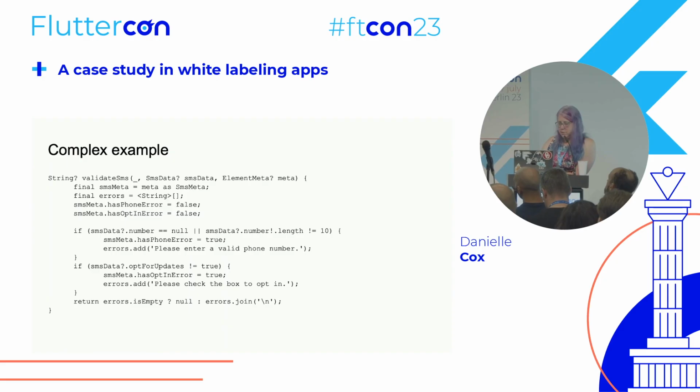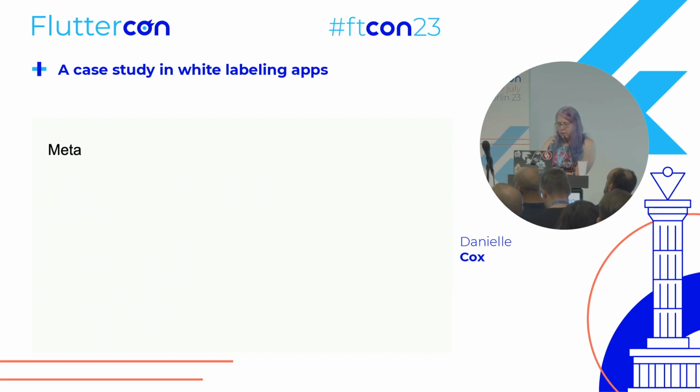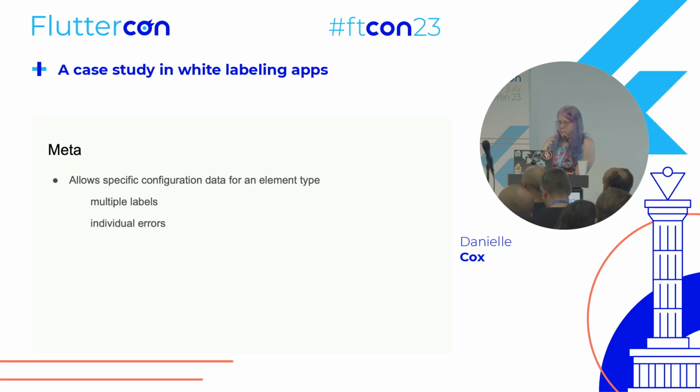That's why this meta was there. So the final customizable thing I've got here is what I'm calling the metadata for that field. It allows specific configuration data for an element type. For example, you might have multiple labels because there's multiple parts to it. You might have individual errors like we just saw in the last one. If it's a text field, you might have input formatters that you're passing in. And it uses a base class just to standardize the method signatures.